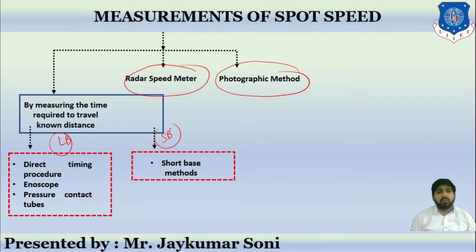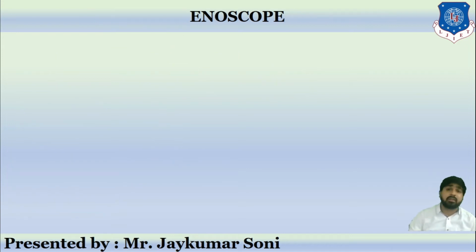The long base method involves the direct timing procedure, enoscope method and pressure contact tube. And if we discuss the short base method, there are various kinds of things that we will discuss in detail. So there are three methods. First is by measuring the time, second is the radar speed method, and third is photography. The first one involves two things, long base and short base. Long base involves pressure contact tube, enoscope and direct timing procedure. Let us discuss the important methods one by one.